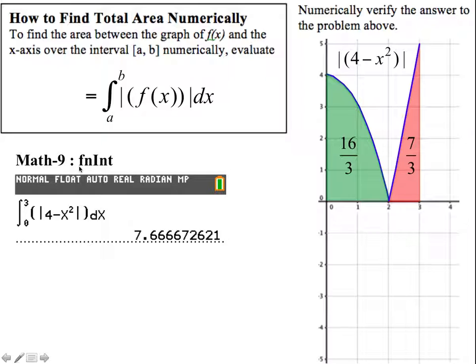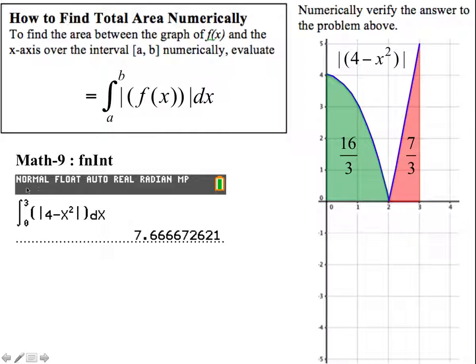That's our fnInt key. And we're going to go ahead and go from 0 straight to 3. We're not going to split it up. We're going to use our absolute value functions. And so these absolute value bars you can find under math, num, and you see abs. It's the first option. And when you do that, you get this answer, which is a little different than the real analytic answer. Remember, the real analytic answer is 23 over 3, which is 7 2/3.